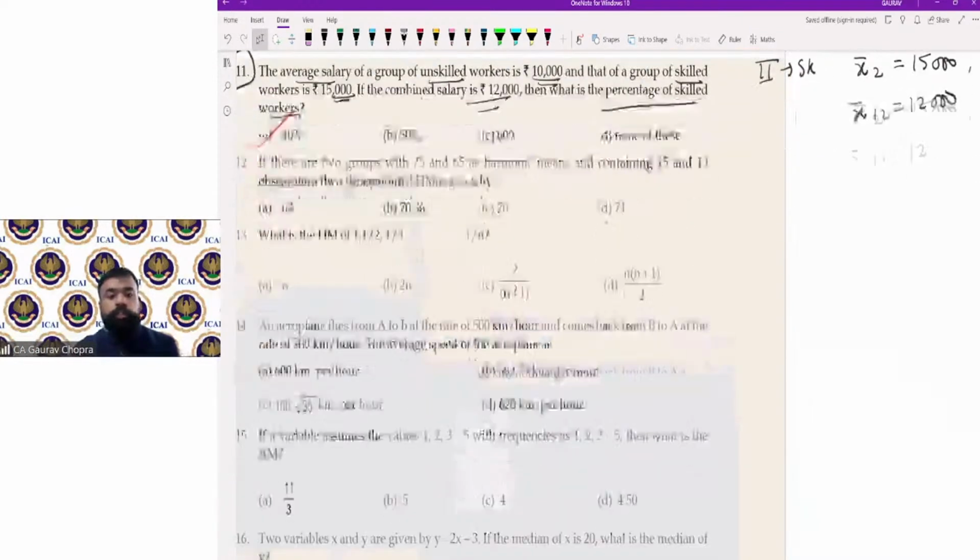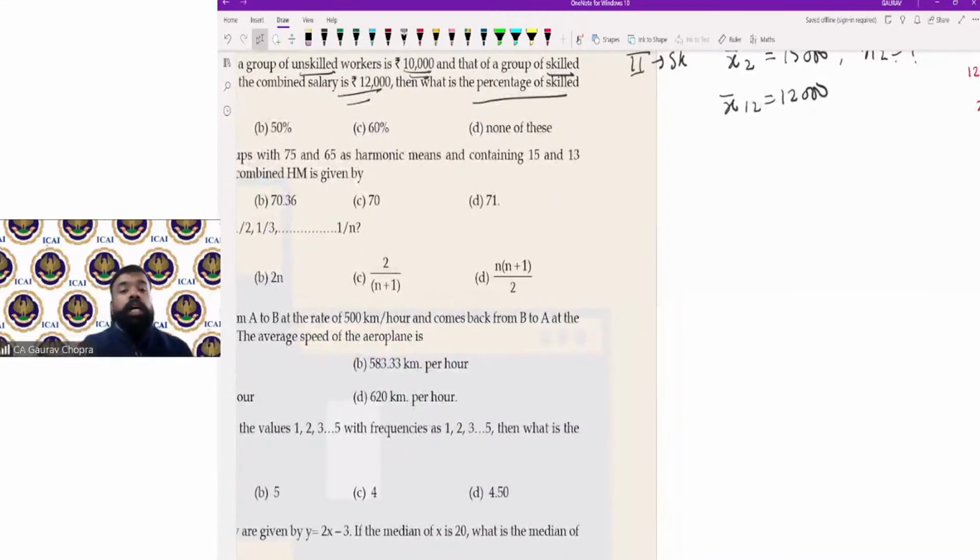Then let's take a break, and after the break, we will start with the next topic, that is median. So let's have a break of 5 minutes.